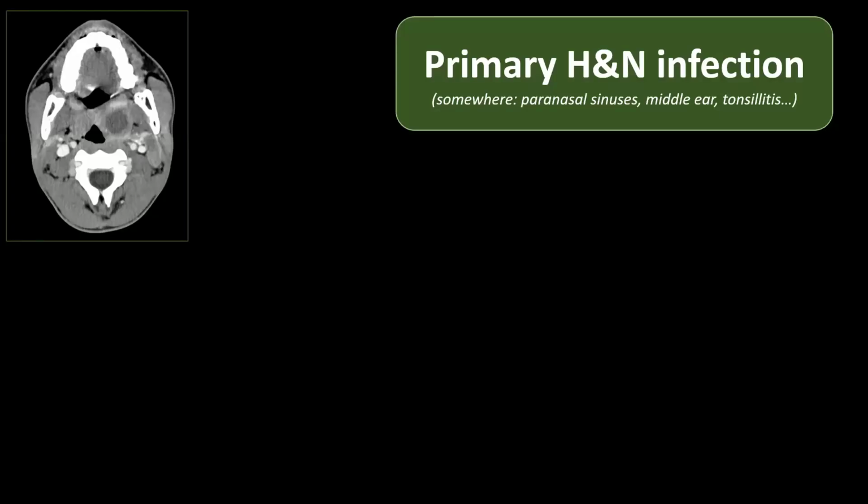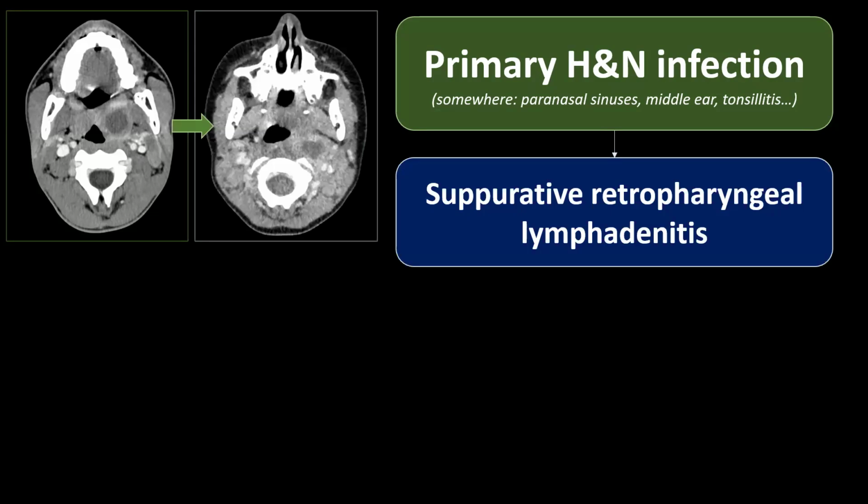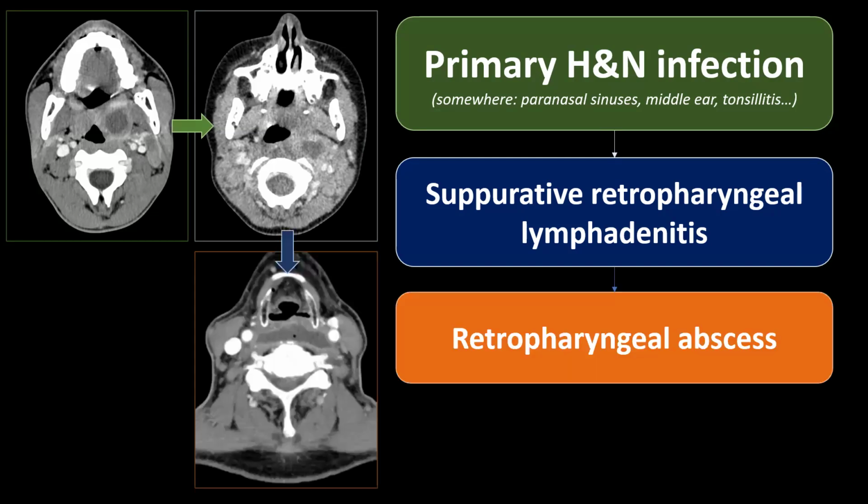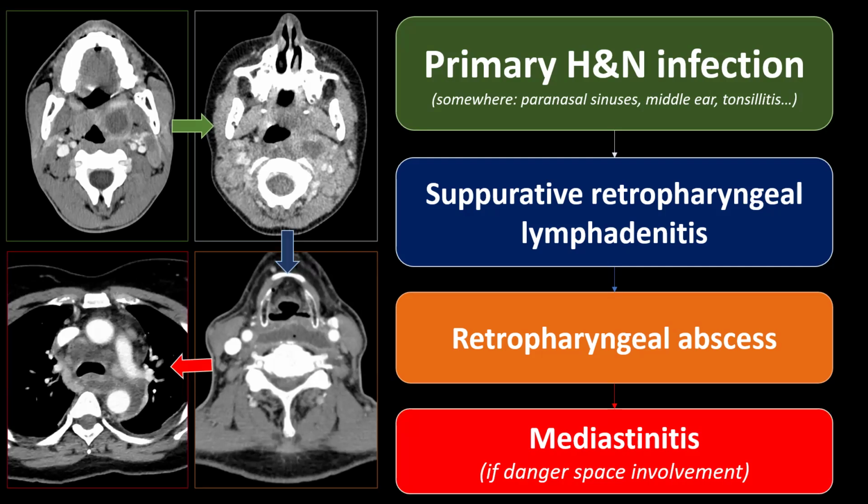Let's summarize. They are generally caused by a head and neck infection somewhere, can be sinusitis, can be a middle ear infection, can be a tonsillitis or a peritonsillar abscess, causing secondary spread to the retropharyngeal lymph nodes, which can evolve into a suppurative retropharyngeal lymphadenitis, and that can rupture into the retropharyngeal space, causing a retropharyngeal abscess. Scrutinize the extension of the abscess, exclude mediastinal involvement, because that's possible if the infection is located in the danger space instead of the true retropharyngeal space.